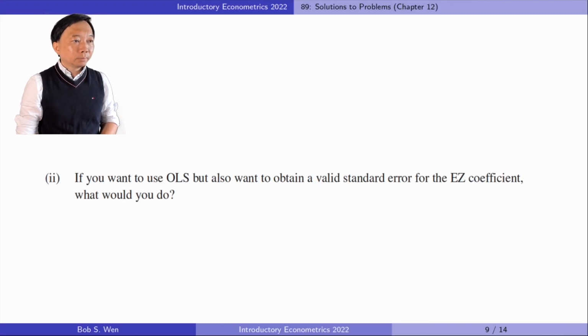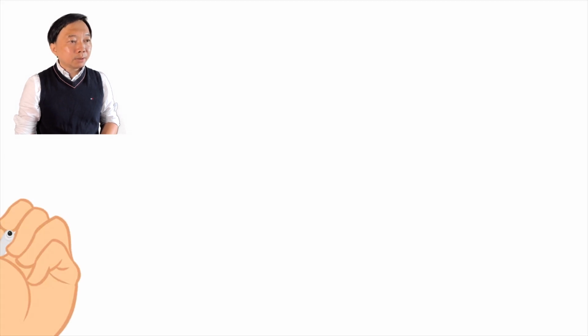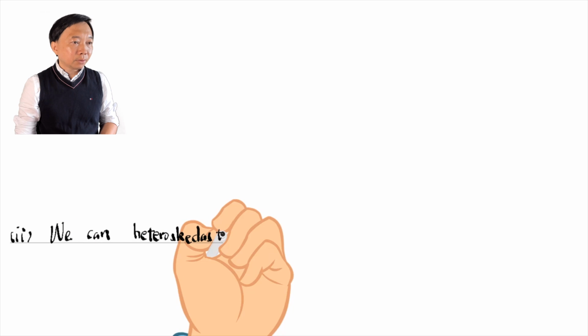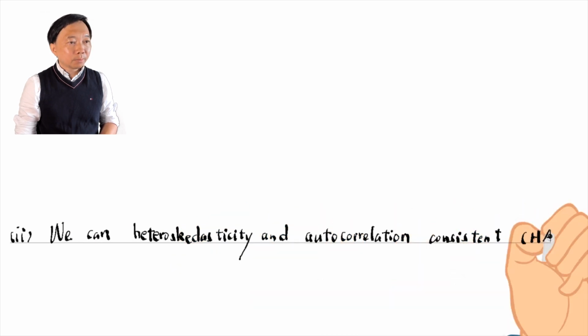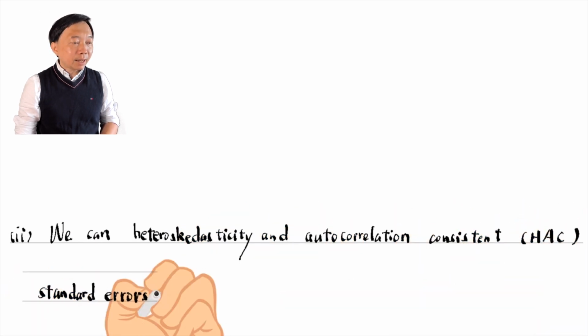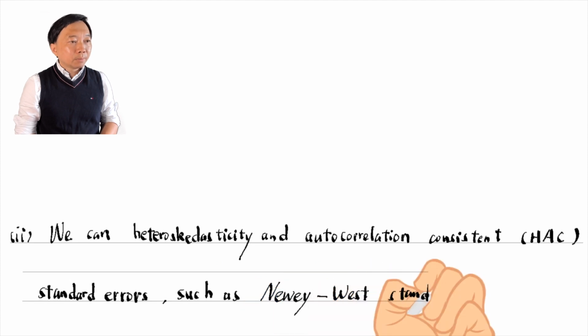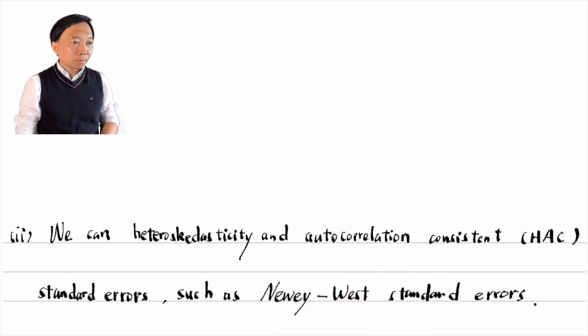In part 2, if you want to use OLS but also want to obtain a valid standard error for the enterprise zone coefficient, what would you do? We can use heteroscedasticity and autocorrelation consistent standard errors, HAC standard errors, such as Newey-West standard errors.